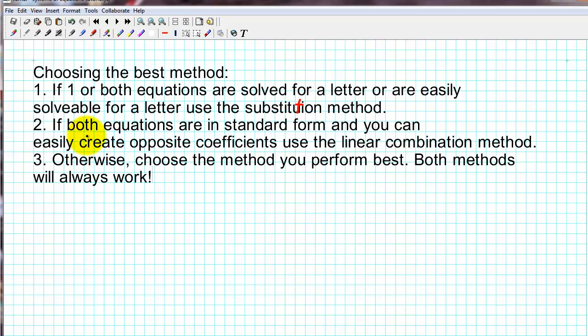And if both equations are in standard form and you look at the coefficients and you can easily create opposites like we just did, you want to use linear combinations. If it's not obvious between the two, then I recommend you just work with the method that you're most comfortable with, the one that you seem to have the most success with, because both methods will always work. Now to wrap this up, so far every problem we've had with two linear equations, we've had a single solution. There are two special cases that we need to look at here to wrap up.